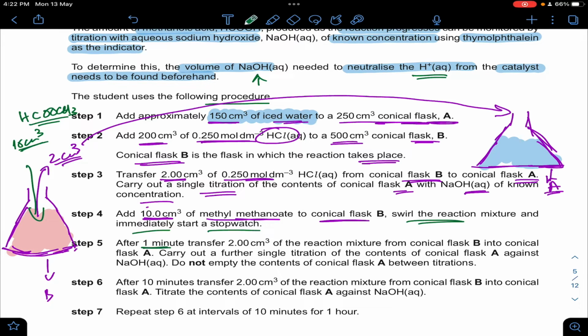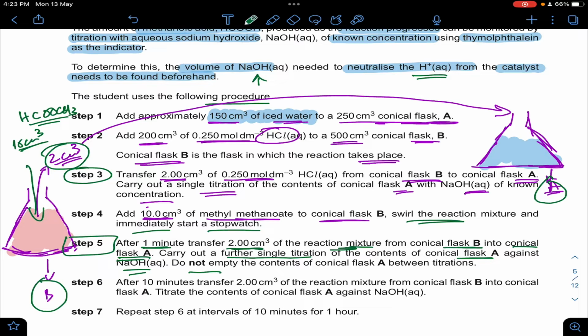After 1 minute, transfer 2 cm cube of the reaction mixture from conical flask B into conical flask A. Right, just like step 3, in step 5, we'll transfer 2 cm cube of the reaction mixture from B to A, but this time it will contain methanoic acid and HCl both. So initially sodium hydroxide will react with HCl, and then it will react with methanoic acid. Carry out a further single titration of the contents of conical flask A against NaOH. Do not empty the contents of conical flask A between titrations.